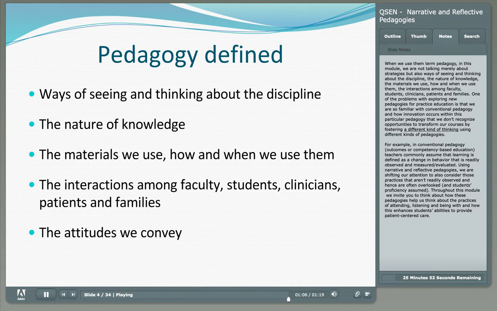Throughout this module, we invite you to think about how these pedagogies can help us think about the practices of attending, listening, and being with, and how this enhances students' abilities to provide patient-centered care.